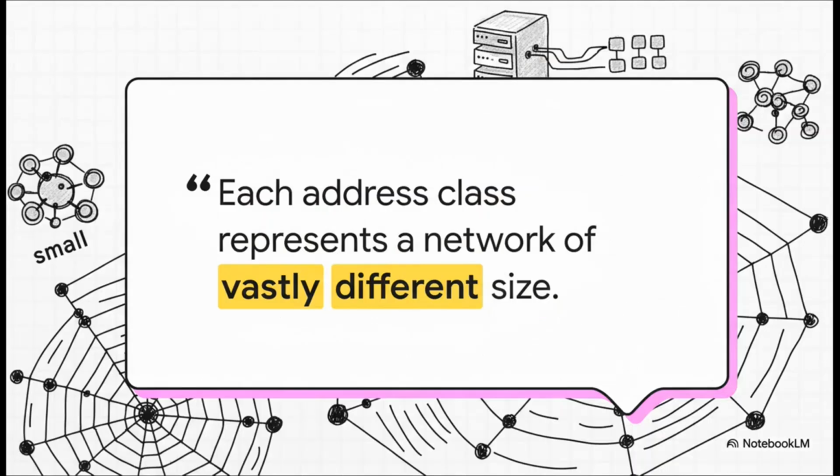Yeah, this really hits the nail on the head. Each address class represents a network of vastly different size. It wasn't just some arbitrary label. The class you were assigned literally defined the size and the potential of your network right from the get-go.